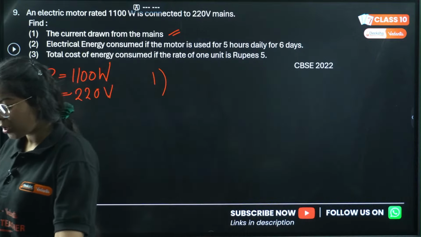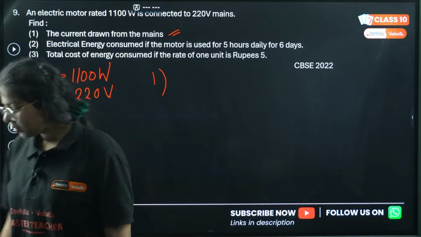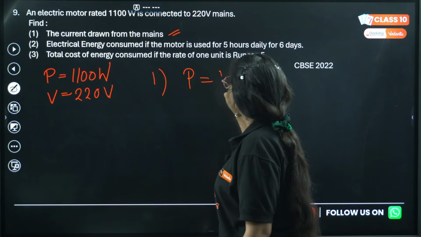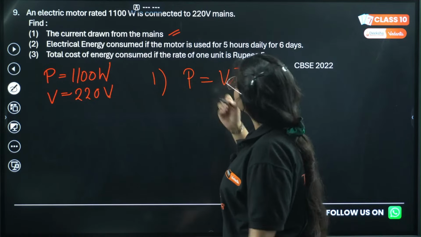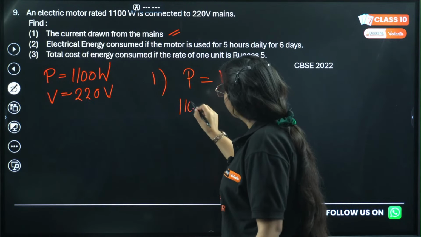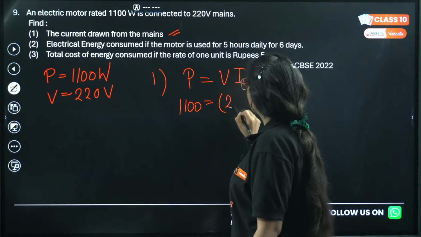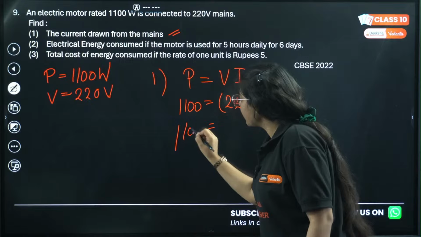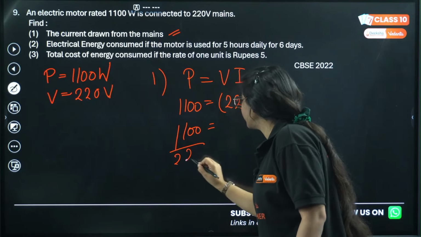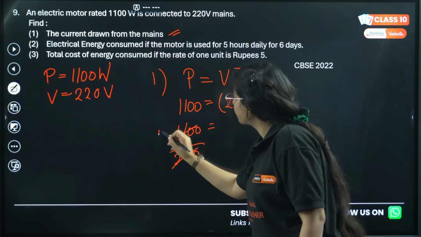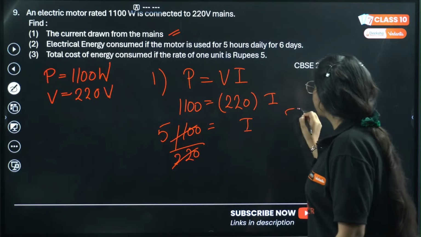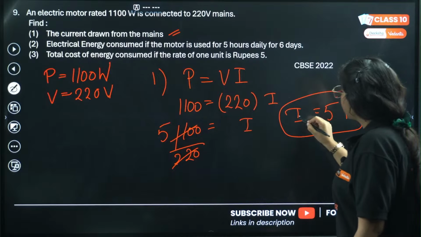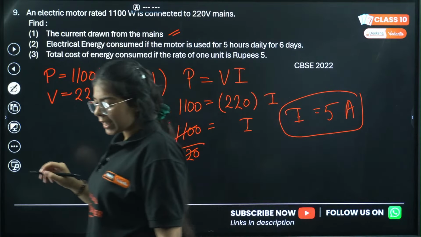Okay, let's solve this question. The question is given. Now we know the formula of power will be V into I. It's very simple. This is 1100, voltage is 220 and current. So current will be just 1100 divided by 220, which will just be 5 ampere. So my current will be simply 5 ampere. Correct? Everyone else?